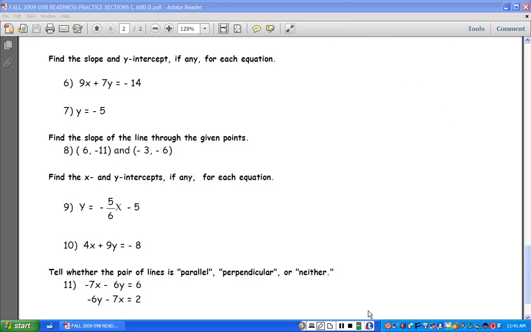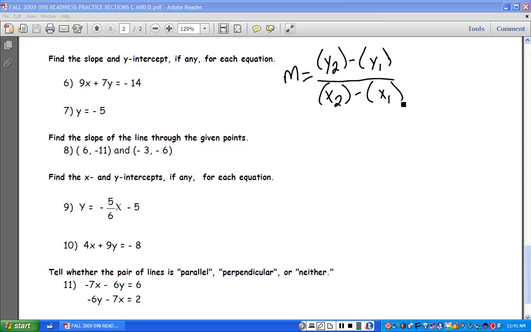Moving on, number 8. Find the slope of a line through the given points. If we're given 2 points and we want to find the slope, there's a very easy formula that you can plug into to get that. And that formula is y2 minus y1 over x2 minus x1.